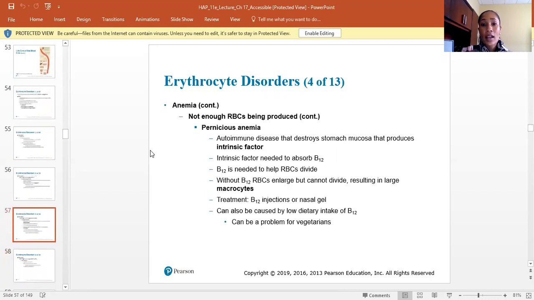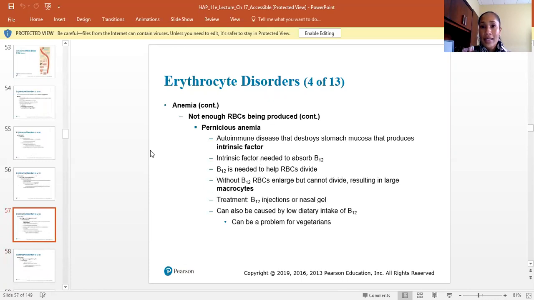Pernicious anemia is an autoimmune disorder that destroys the stomach mucosa that produces our intrinsic factor. This intrinsic factor is needed to absorb vitamin B12, and vitamin B12 is needed to help red blood cells to divide when they're being formed. So without B12, red blood cells enlarge, but they cannot divide, which results in macrocytes.